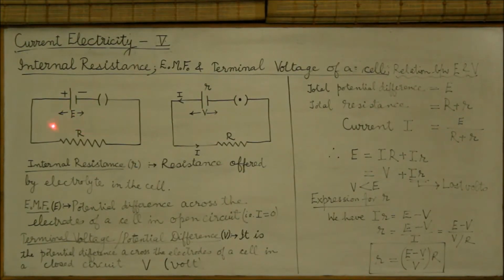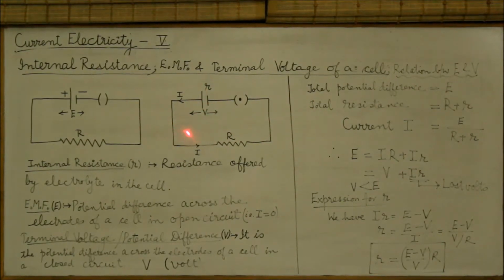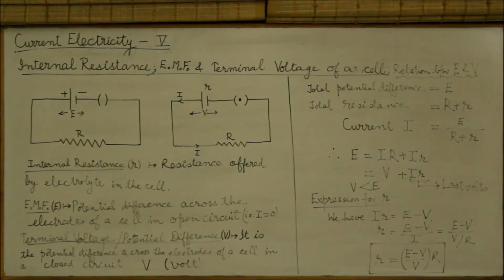So, out of capital E, the EMF, I into small r is lost in internal resistance, and the remaining I into capital R is useful and it provides current in the external circuit. So, V is less than E by a factor Ir.